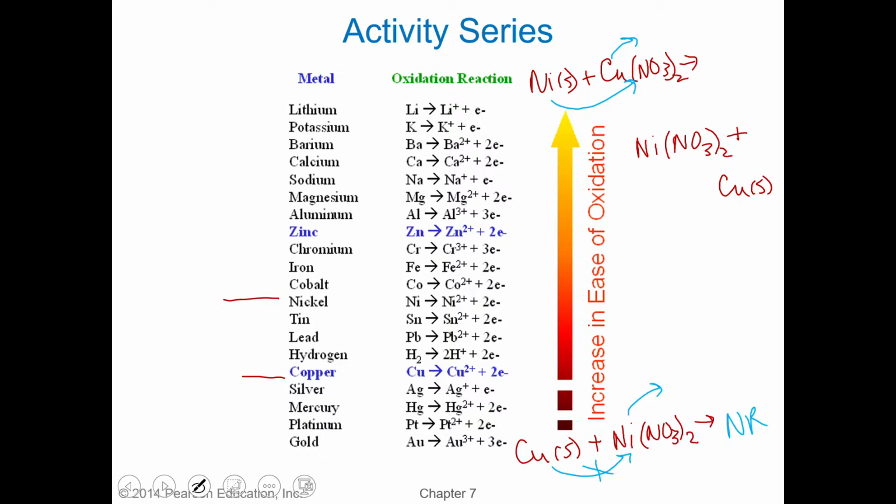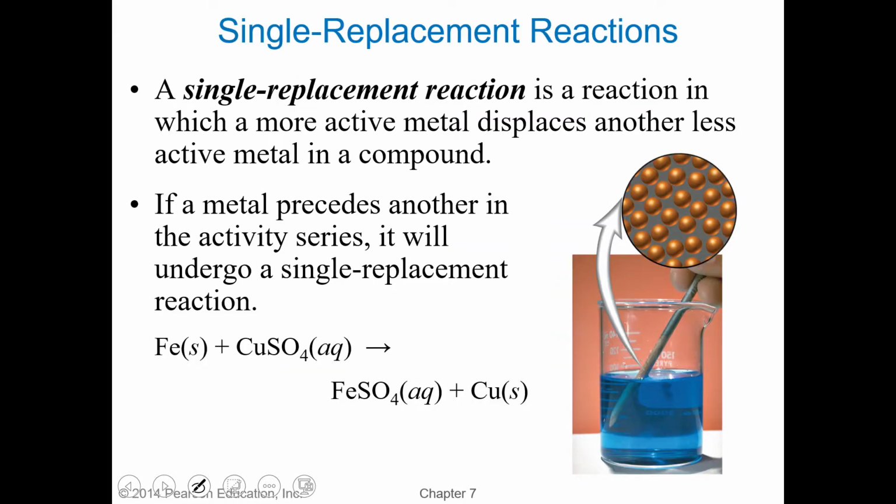So I look at the activity series to see if my single metal is higher on the chart than the metal involved in the ionic compound. Okay, is the single metal higher, therefore more energy, than the metal involved in the ionic compound? If the answer is yes, a reaction will occur, and that single metal will come in and kick off the metal in the ionic compound, and then the metal that was in the ionic compound will precipitate out as a solid.